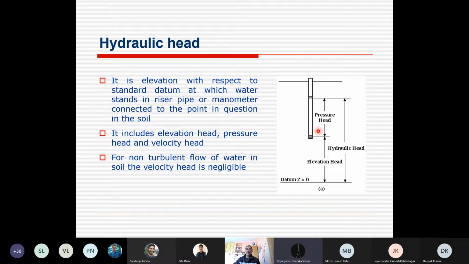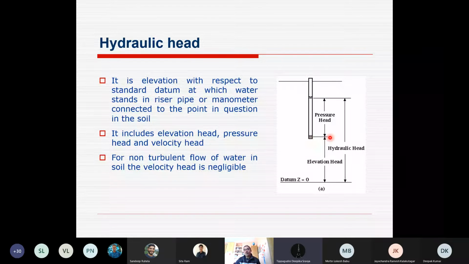If we put a piezometer, what is a piezometer? It's simply a pipe open from the bottom, and if there is water, it enters the pipe until it is equal to the pressure at this particular point. Pressure means water pressure in soil. So it reaches the soil water pressure. If it is saturated, it will go up to the saturation level and so on. So hydraulic head is an elevation with respect to a standard datum, that is a reference line, at which water stands in a riser pipe or manometer connected to the point in question in the soil.